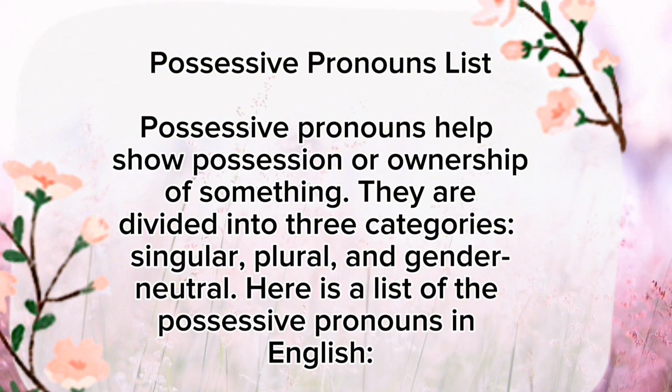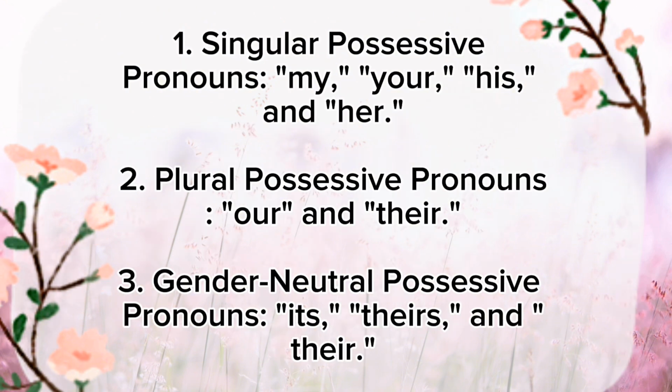Possessive pronouns list. Possessive pronouns help show possession or ownership of something. They are divided into 3 categories: singular, plural, and gender neutral. Here is a list of the possessive pronouns in English. 1. Singular possessive pronouns: my, your, his, and her. 2. Plural possessive pronouns: our and their. 3. Gender-neutral possessive pronouns: its, theirs, and their.